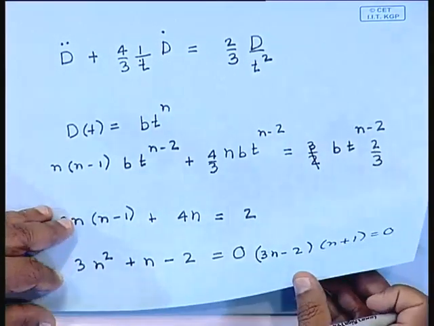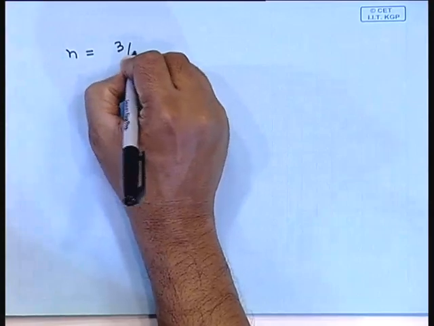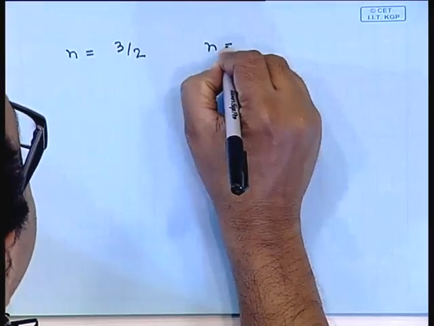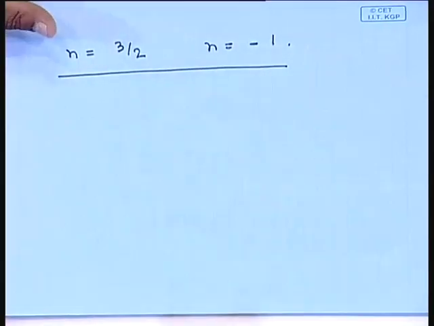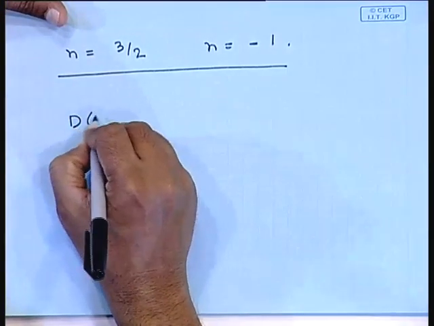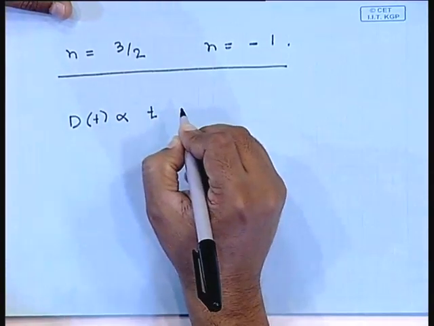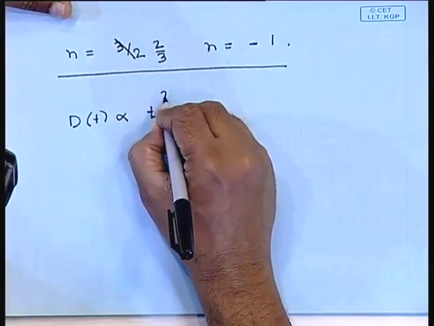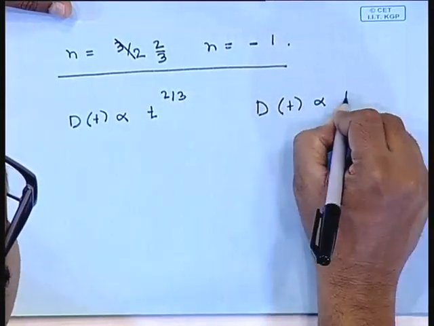There are two solutions. The two solutions are n is equal to 2 by 3. That is the first solution. The second solution is n is equal to minus 1. So we have the two solutions. So we see that there are two possible solutions. One solution is d of t is proportional to t to the power, sorry, 2 by 3, not 3 by 2, t to the power 2/3, and the other solution is d of t is proportional to 1 by t.